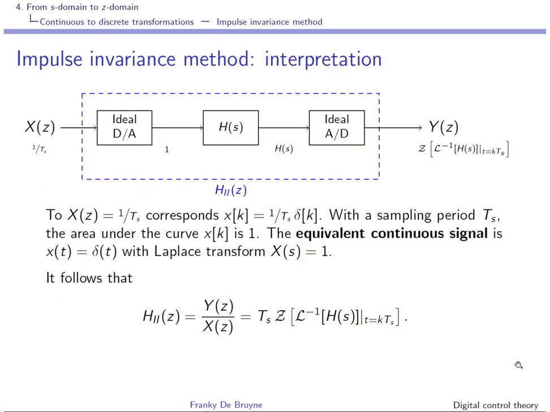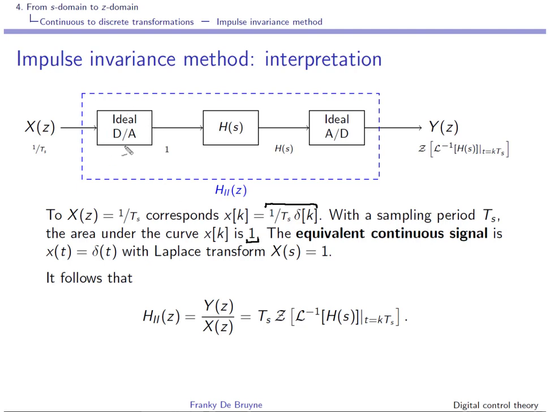So here is the interpretation. In here we assume that both conversions, analog to digital and digital to analog, are ideal. So at the input we have X(z) = 1/Ts. This corresponds to a discrete impulse multiplied by 1 over Ts, and again associated with a sampling period of Ts. This shows that the area under the curve of this one is indeed 1.